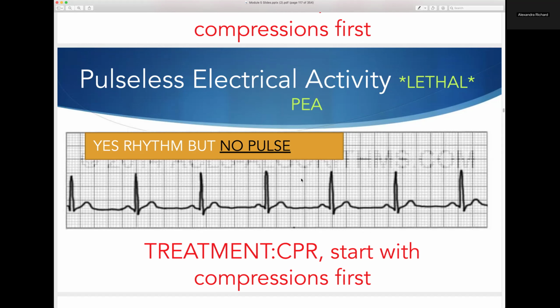Okay. Everyone with me so far? So let's go over some basics again.